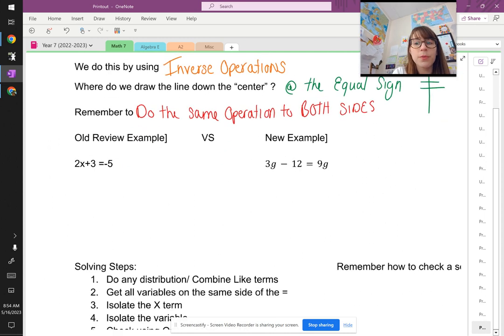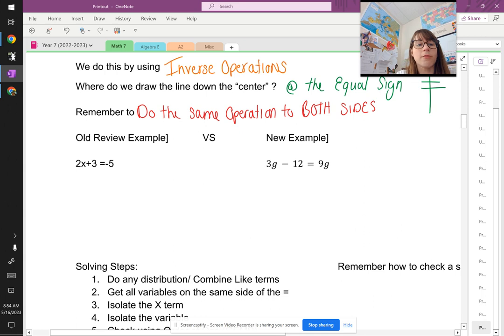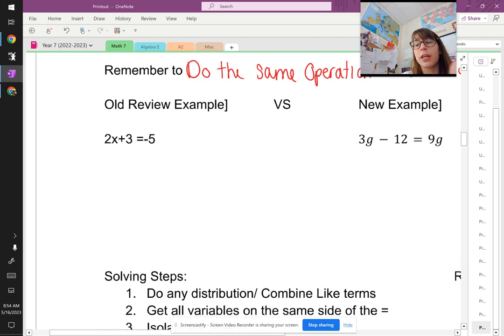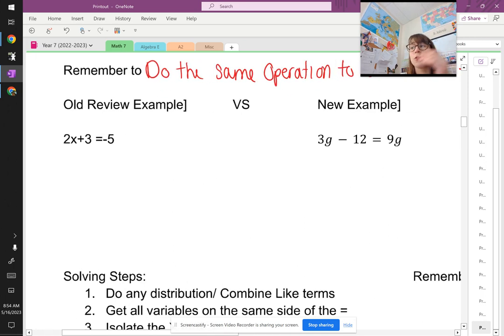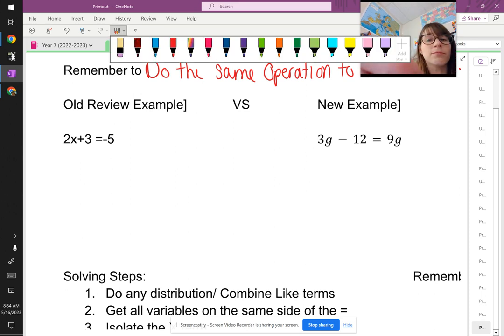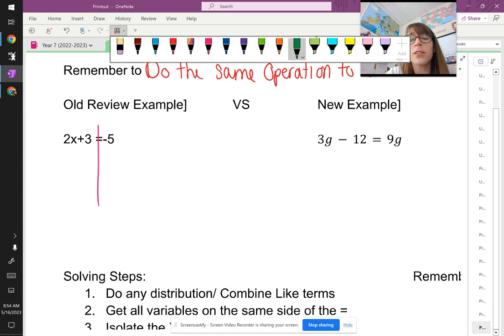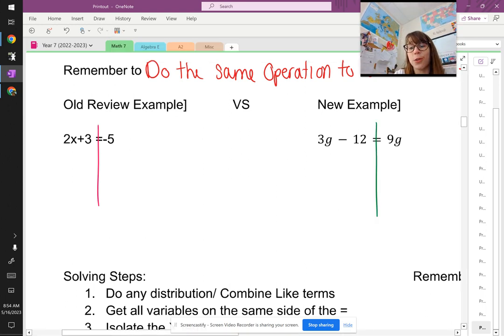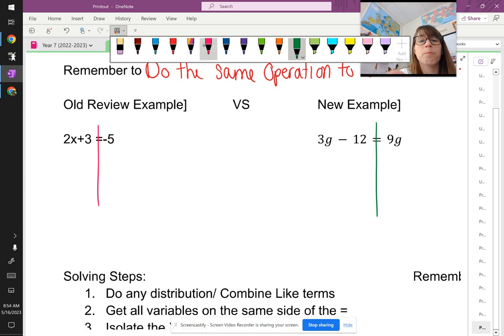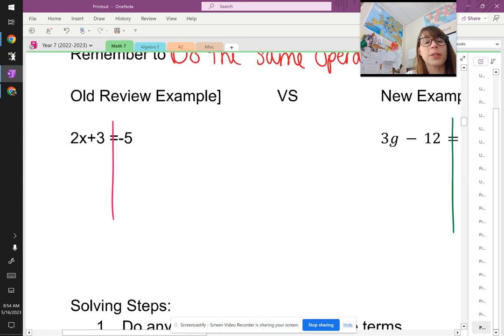Okay, so let's take a look. We have an old review example versus a new type of example. So first off, just taking a look at those, noticing the difference. You'll notice in our old example, we only have one variable, and it's on that left side of the equation. Whereas in the new example here, we have multiple g's, but they're on different sides of the equal sign. That makes a difference.